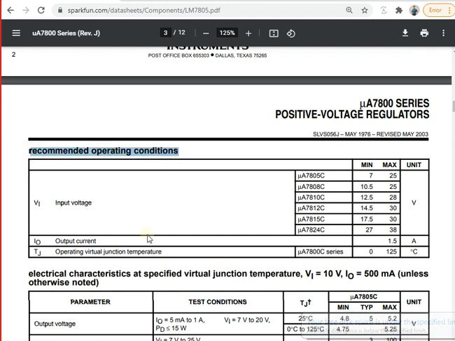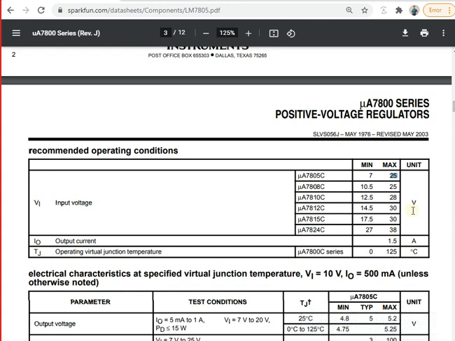Recommended operating conditions, input voltage. Now, as I told you, it's a series. It has 5 volts, it has 8 volts, it has 10 volts, it has 12 volts, it has 15 volts, it has 24. So there are a lot of different variants. 7805, which is our requirement at present, has a minimum input voltage of 7. So you have to provide 7 volts so that it can give you a constant 5 volt output. And then there is a maximum input of 25. Now 25 I guess is a little bit harsh on this one.